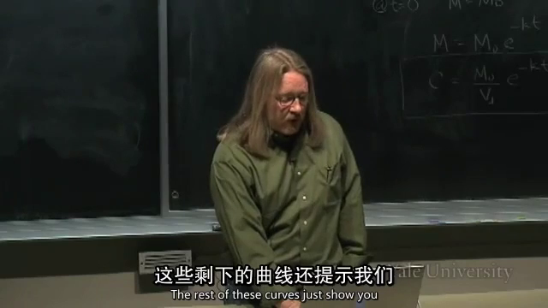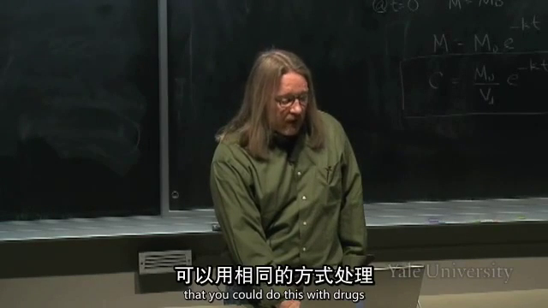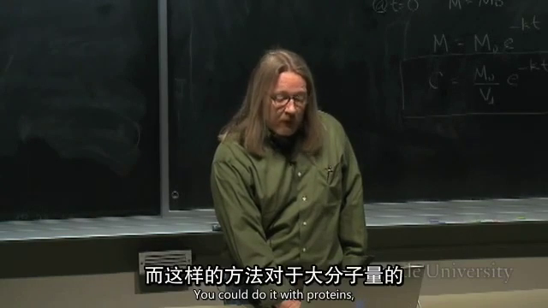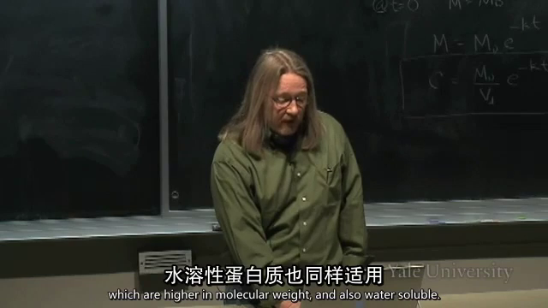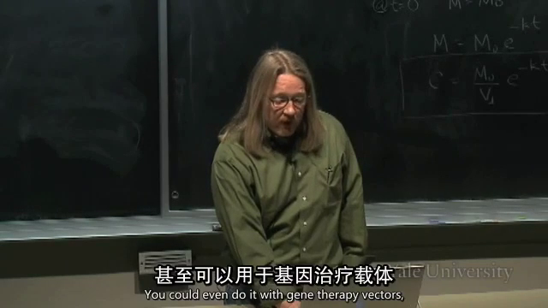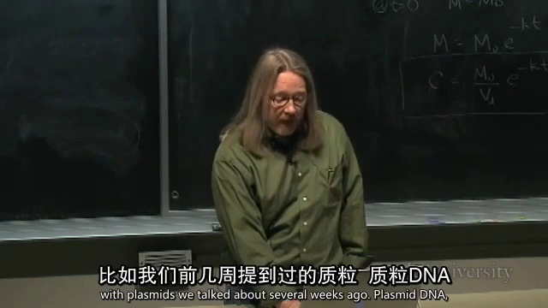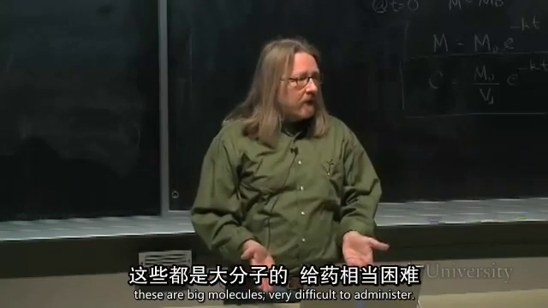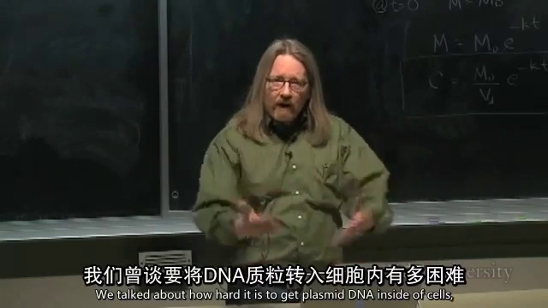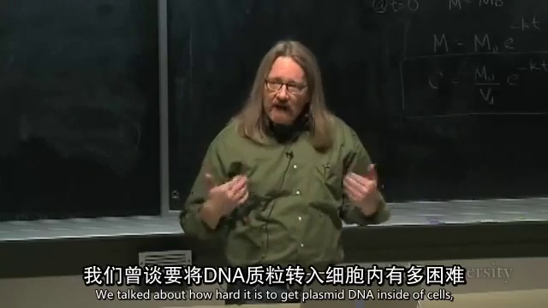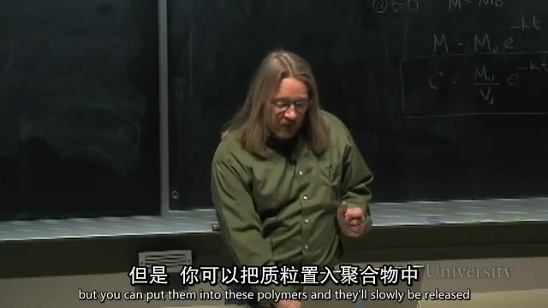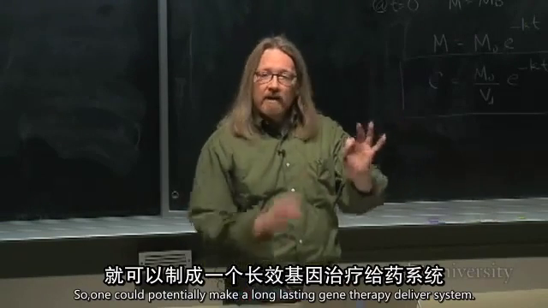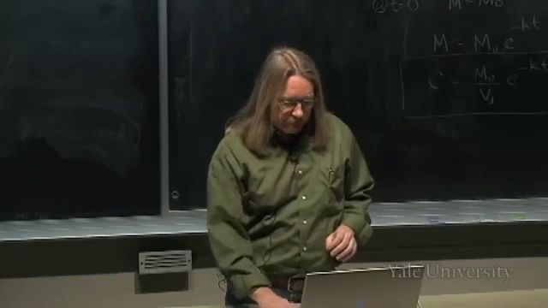And the rest of these curves just show you that you could do this with drugs like dopamine that are small in molecular weight and water soluble. You could do it with proteins, which are higher in molecular weight and also water soluble. You could even do it with gene therapy vectors, with plasmids. We talked about plasmid DNA several weeks ago. These are big molecules, very difficult to administer, right? We talked about how hard it is to get plasmid DNA inside of cells, but you can put them into these polymers and they'll slowly be released from the polymer over a long period of time. So one could potentially make a long-lasting gene therapy delivery system.